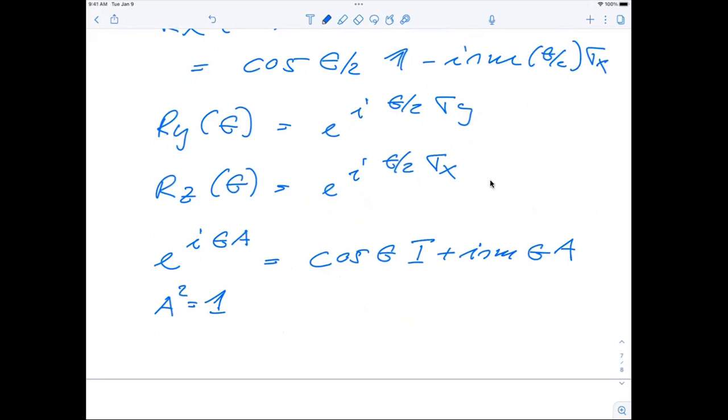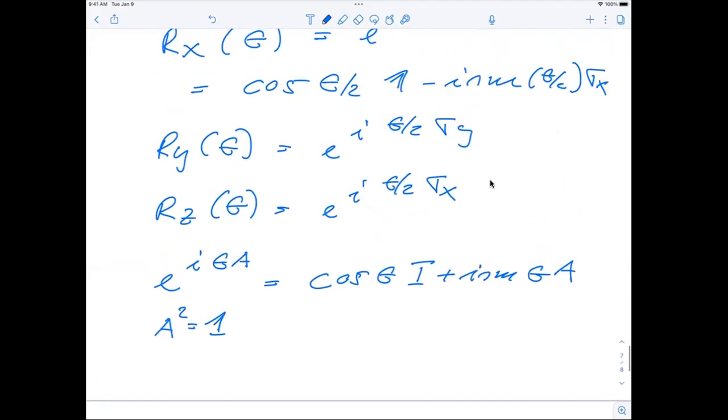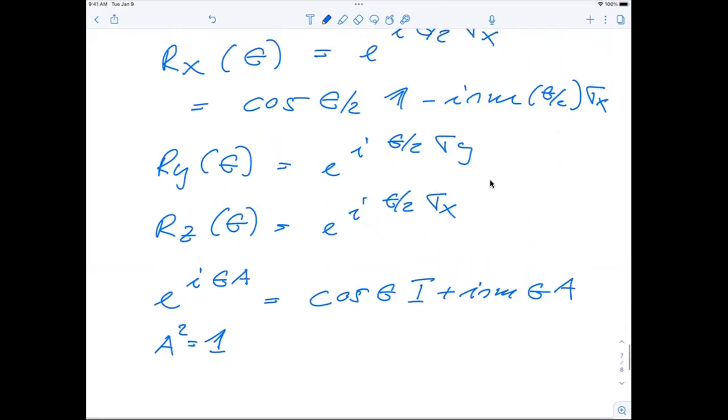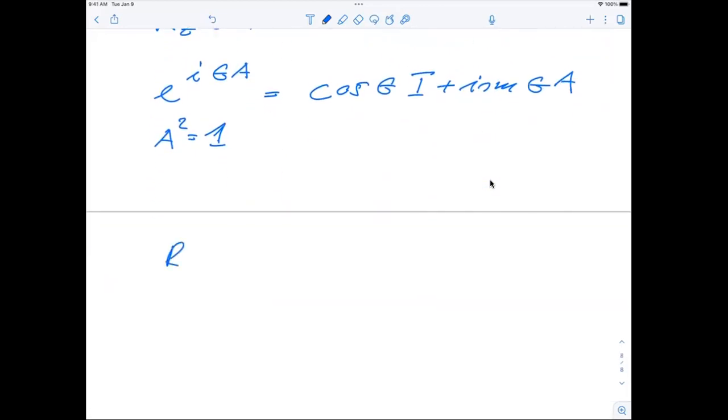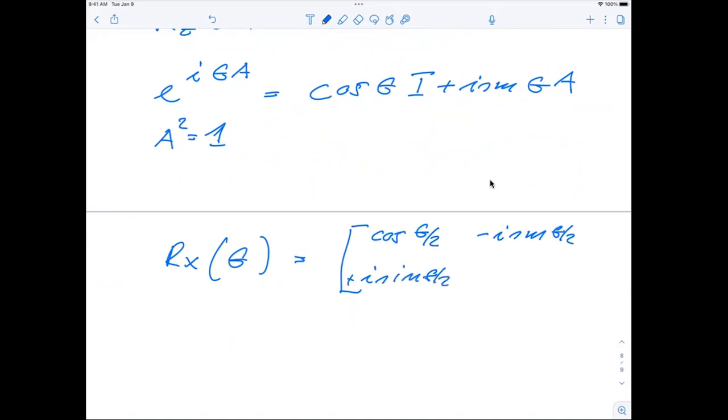So the matrix is this matrix which you see here. If you look at this Rx, you can rewrite it in terms of a 2 by 2 matrix. Rx of theta we can rewrite as cosine theta half, then minus i sine theta half, then plus i sine theta half, and this is cosine theta half.